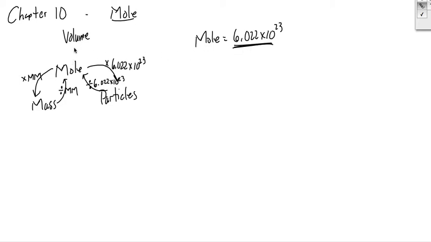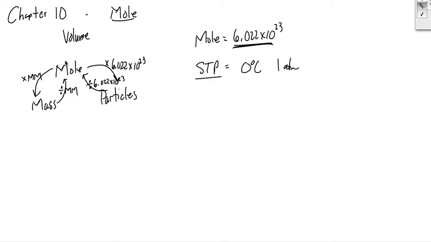If the item, the species, the element, the compound is a gas, then we can find a relationship between moles and volume, because at STP, remember STP is standard temperature and pressure. STP means 0 degrees Celsius and 1 atmospheric pressure. At STP, the volume of a mole of any gas is going to be 22.4 liters.